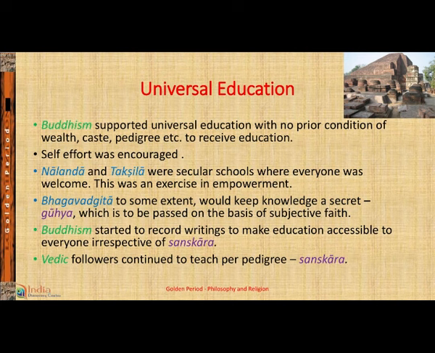Whereas the Bhagavad Gita kept knowledge kind of secret. There are shlokas in the Gita, like Guhyayam, so it is subjective to the faith. If you follow me, you will get this jnana, this knowledge. So this is a kind of holding of knowledge. Buddhism started to record the writings, which were accessible to everyone, irrespective of where you are born or what your sanskar is. Vedic followers continue to teach by pedigree, this is sanskar.